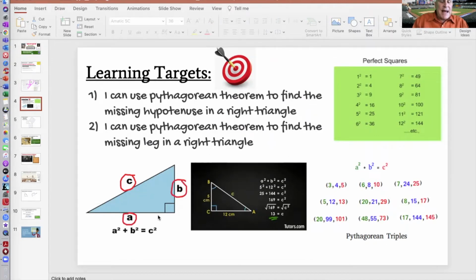And it doesn't matter. I usually tell my students just to do a method that you remember to do over and over again. I like to get in the habit of calling the shorter leg A and the longer leg B, but it doesn't matter. You can reverse those. What does matter is that you always call the hypotenuse C, because notice it comes after the equal sign.